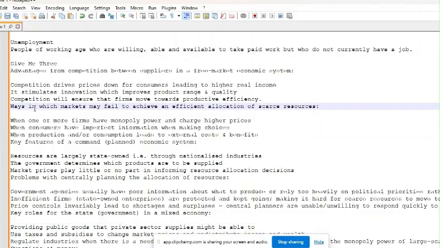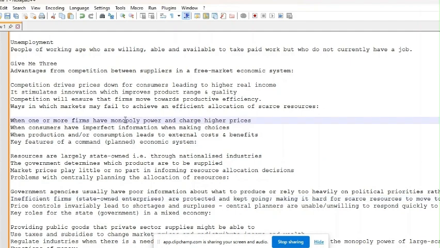Ways in which markets may fail to achieve an efficient allocation of scarce resources. When one or more firms have monopoly power and charge higher prices, a monopoly is a form of business where there is one sole producer of a good, and they have leverage in economies of scale, meaning that they could set the price ceiling. When consumers have imperfect information when making choices, they pay extremely high prices for products and goods, and they're being ripped off in a general sense.